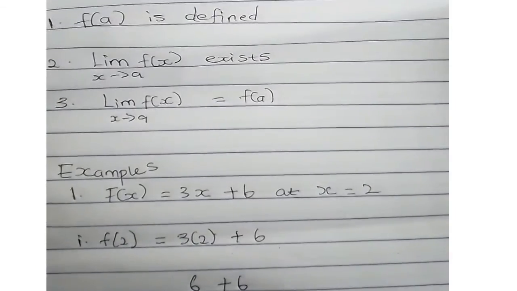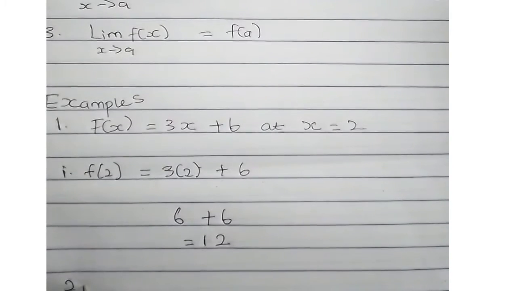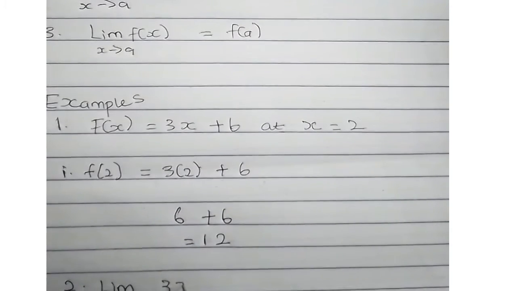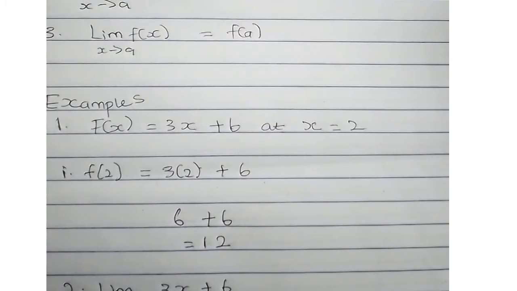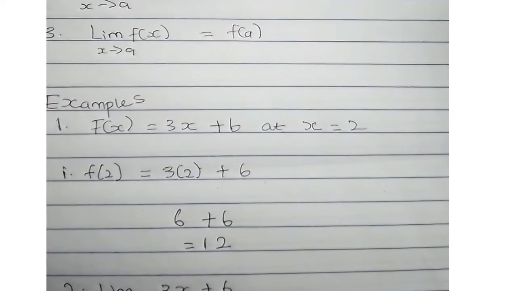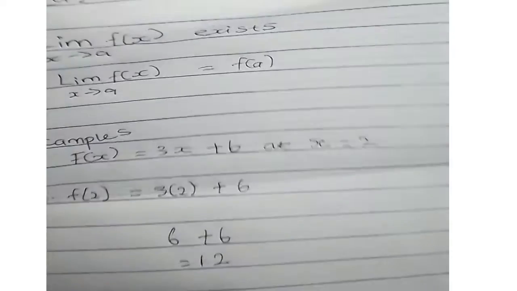The second condition is the limit as x approaches A, which is 2, of this function. Wherever we see x we put 2, so we have 3 times 2 plus 6, which is 6 plus 6, giving us 12. So we've checked that the first one is defined and the second one exists. Now we're going to go to the third one.